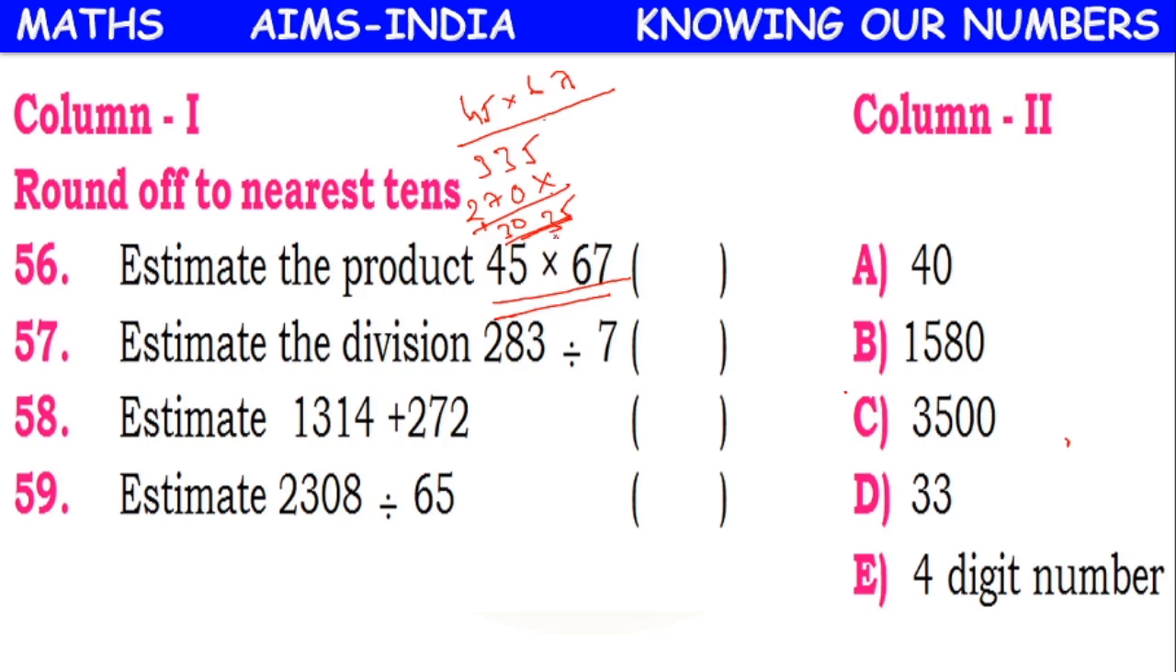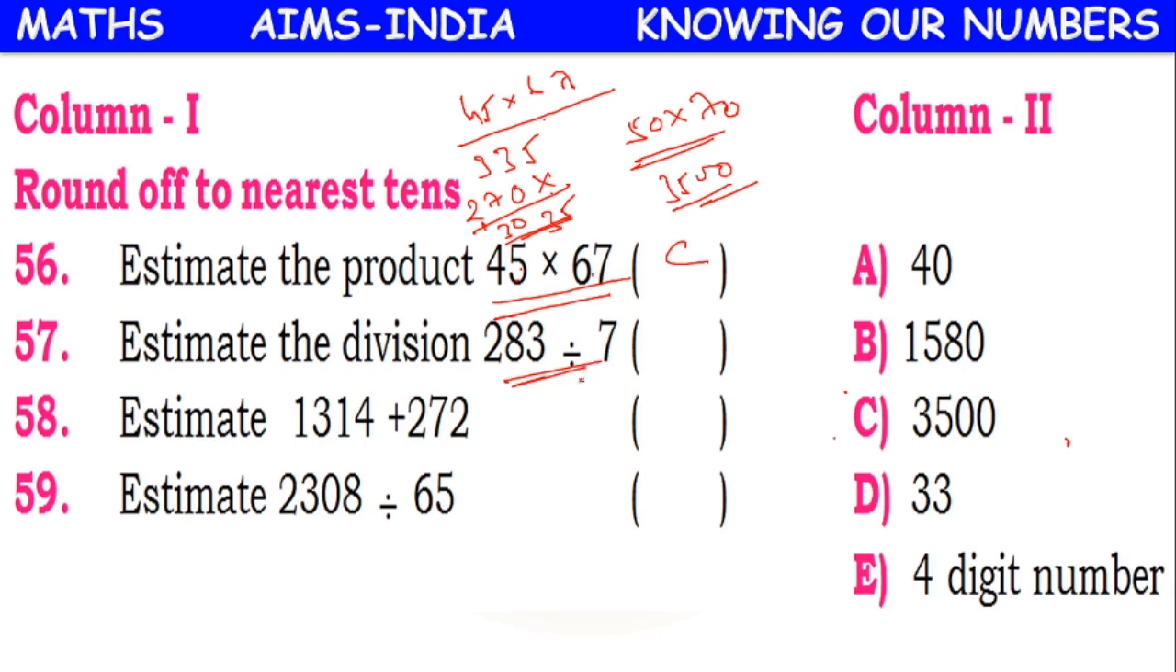3035. So there is no near number. 45 if you round it to 50, 67 if you round it to 70, then 3500. C option, 3500 is the correct answer.